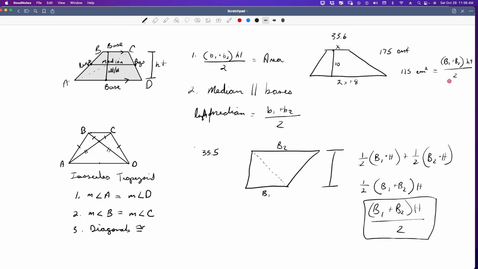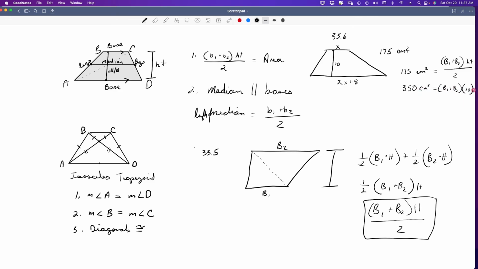Right? So instead of dividing by 2, we're going to multiply both sides by 2. And when we multiply both sides by 2, that is going to give us 2 times 175. That's going to be 2 times 100 is 200, and 2 times 75 is 150. So 350 centimeters squared is equal to base 1 plus base 2 times the height. Well, we know the height. We've been given the height. The height is 10. Let's put that in here.